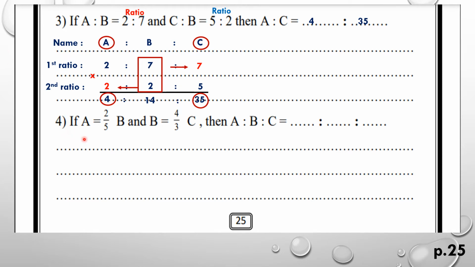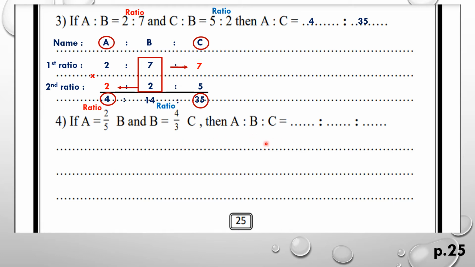Number 4. If A equals 2 over 5B, this is a ratio in the form of fraction. And B equal 4 over 3C, this is another ratio in the form of fraction, and it's okay. Then A to B to C equals.